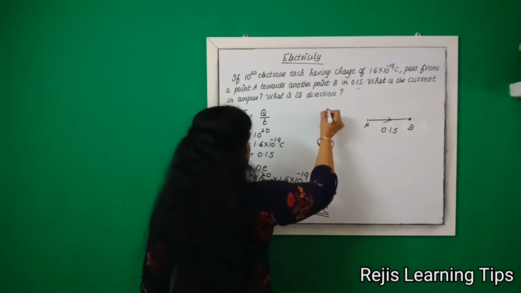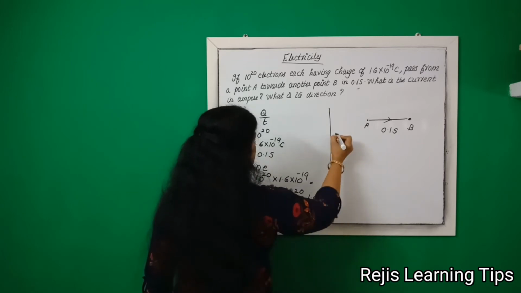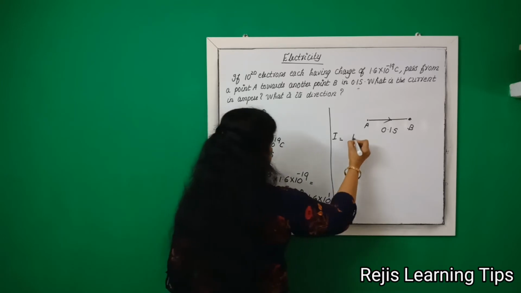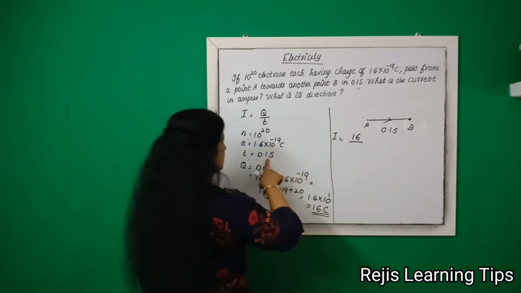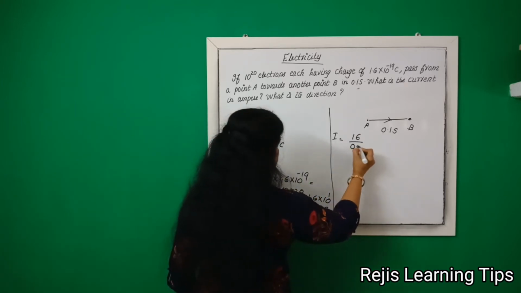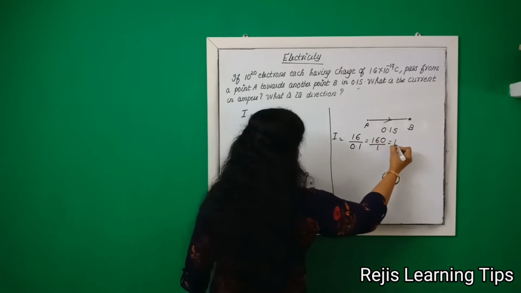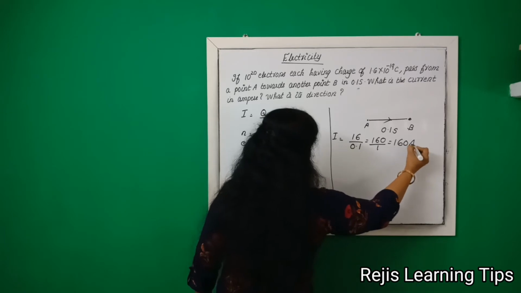Okay, then we can find I. I is equal to Q by T. Q is equal to 16 divided by T, that is 0.1 second. That means 160 divided by 1, that is equal to 160 ampere.